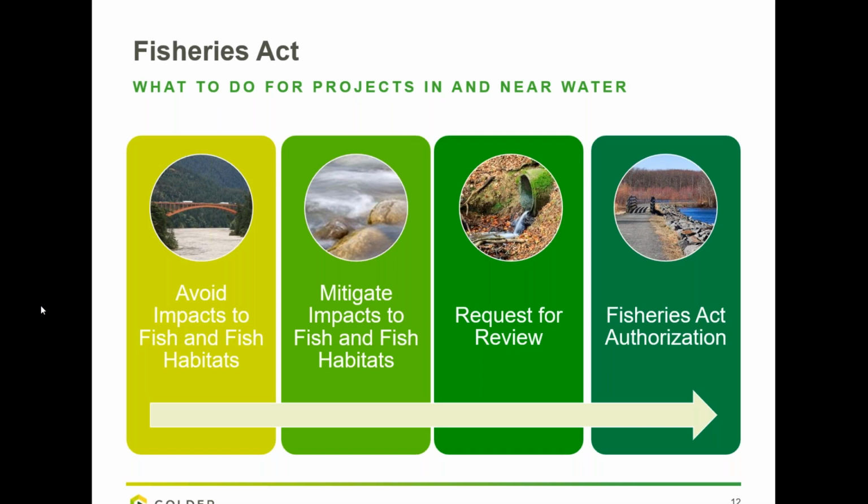And really, DFO likes to follow along a hierarchy of avoid, mitigate, and then offset, and that's what this graphic shows. When you're planning a project, the first step is to do everything you can to avoid the impacts. If they can't be avoided, do everything that's possible to mitigate those impacts. If the impacts can't be fully mitigated, then you're into a request for review stage. And there is a possibility that through that you can identify sufficient mitigation to not require an authorization. But in the event you can't fully mitigate all of the effects, then you're moving into a Fisheries Act authorization.